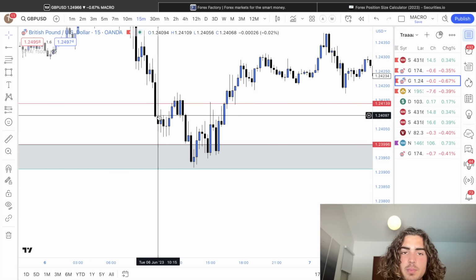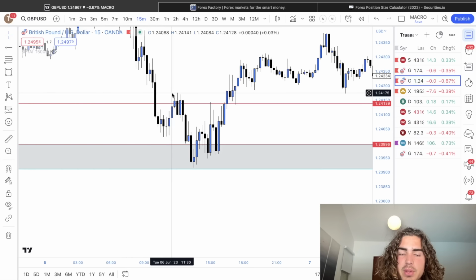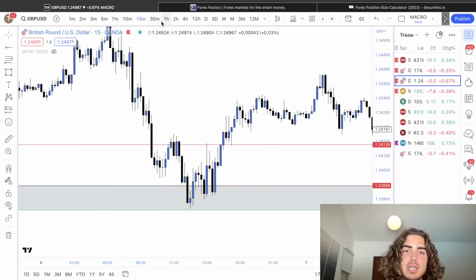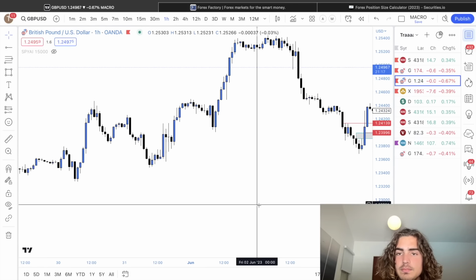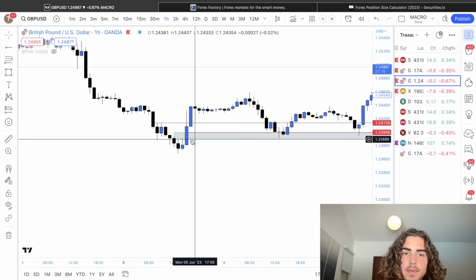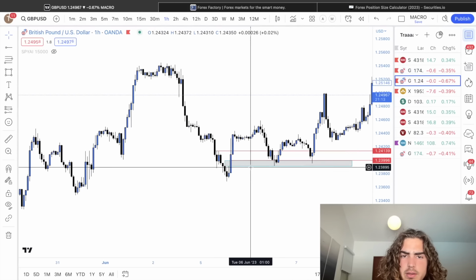Okay, so we see here, boom, we get a break of structure, probably faking people out. And, right, if we scale down to the 1 hour, where was that?